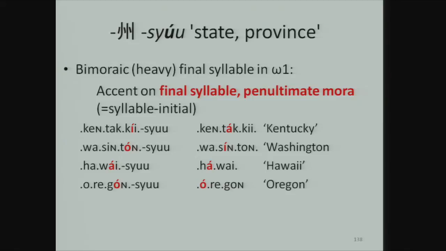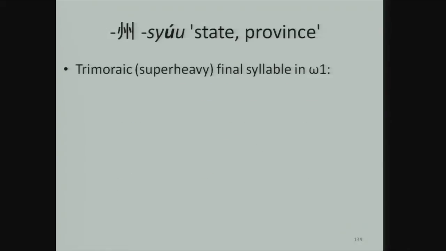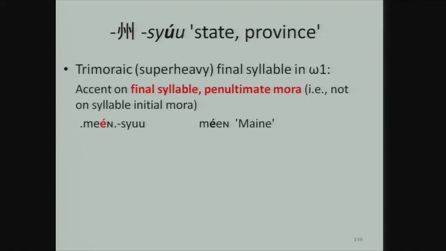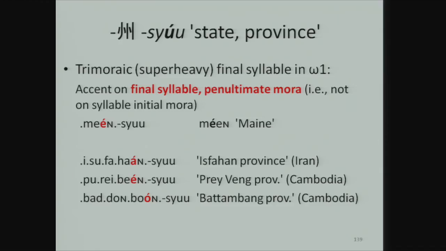accent on different positions. For trimoraic final syllables, American state, there's only one, namely Maine-shu. But here, notice that it is a final syllable, but it's the penultimate mora. So when it's super heavy, it does not go on the syllable initial mora. And this is general, as can be seen by other place names with provinces, Isfahan-shu, Purebein-shu, and so forth. Okay.